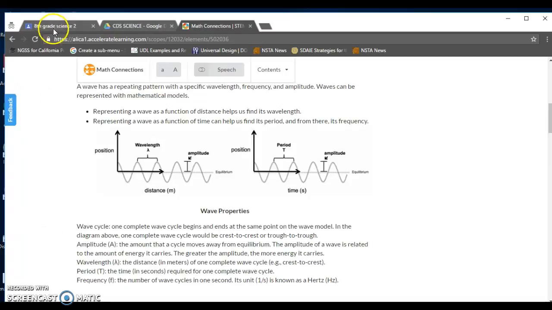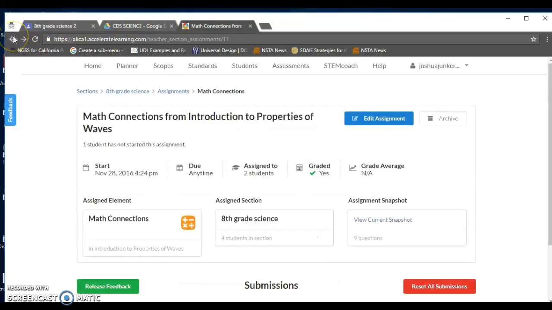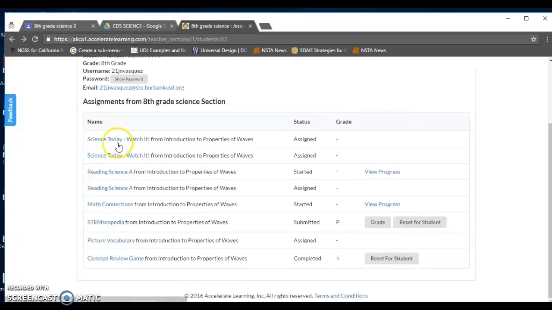Alright, that's the 3 assignments. Just to review, it's Science Today, Watch It, Reading Science A, and Math Connections.